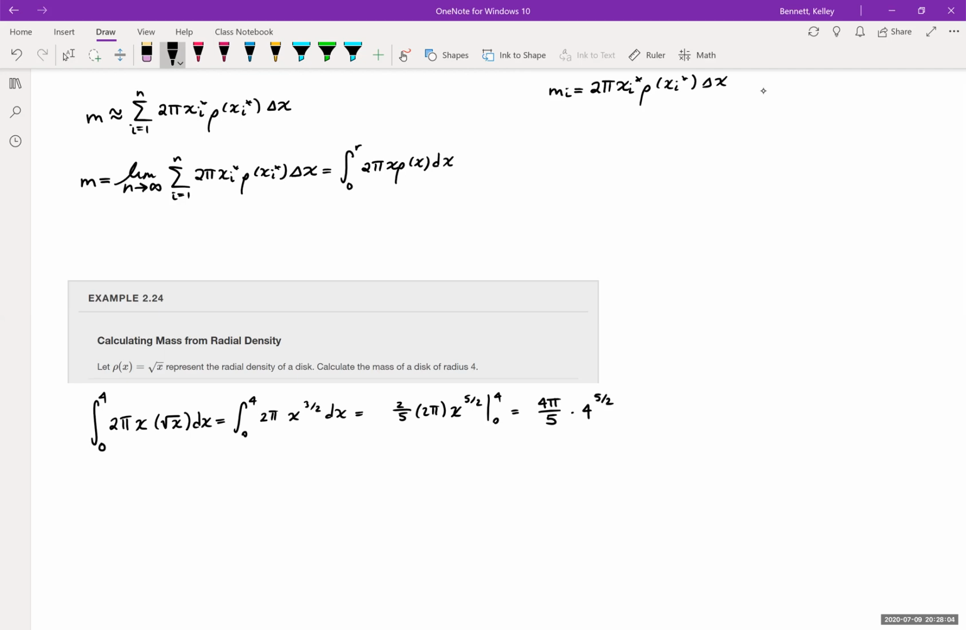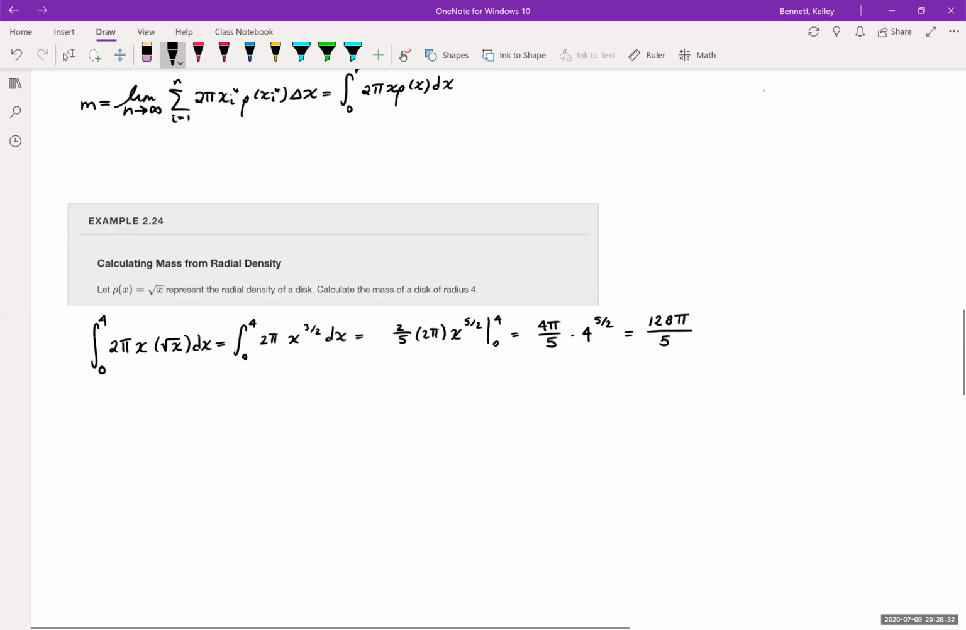So again, when dealing with rational exponents, I prefer to deal with the denominator first, because it's easy. So 4 to the 1/2, that's 2. 2 to the 5th, that's 32. 32 times 4, that's 128. And then I'm done, 128 pi over 5. These examples for density are usually just little one-liners. To begin with, I'm sure I threw a hard one in the homework somewhere.